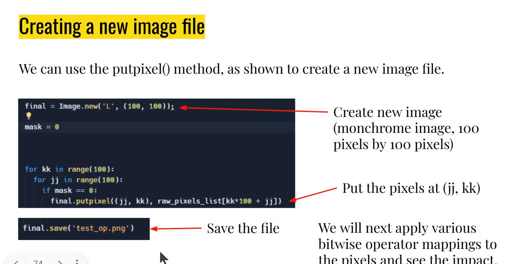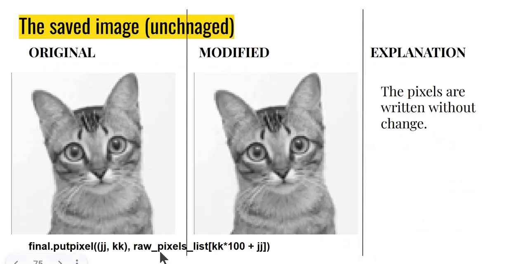So let's just see how this thing works out. My original image was this. It looks quite blurred when I zoom it out. If I just don't do anything, if I just let the pixels be, I just put the same pixels back, obviously I get back the same image.